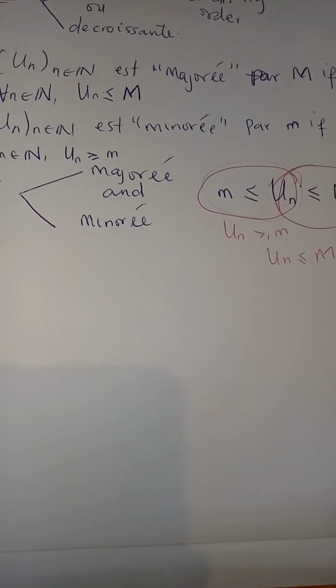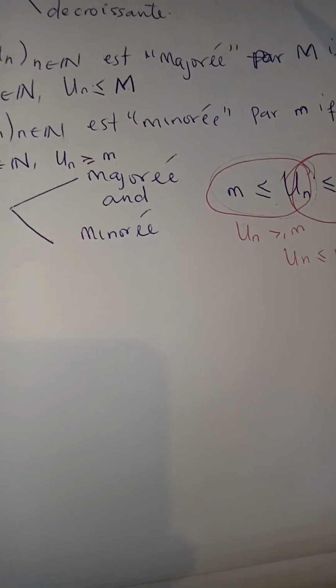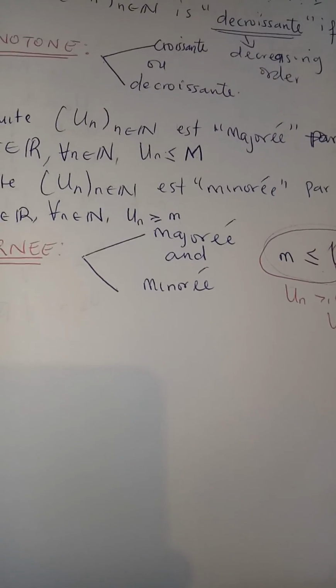So we've been able to define croissante, décroissante, monotone, bornée. See you in the next video.